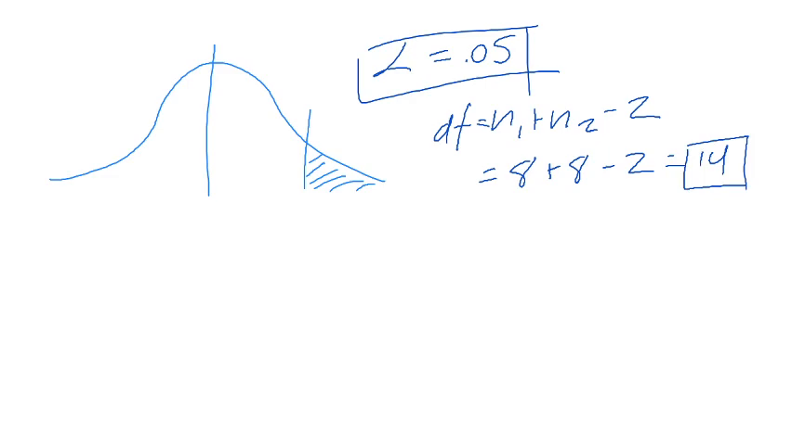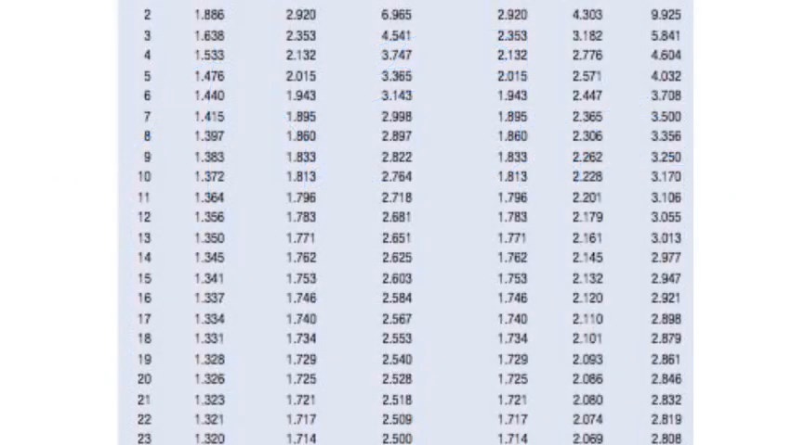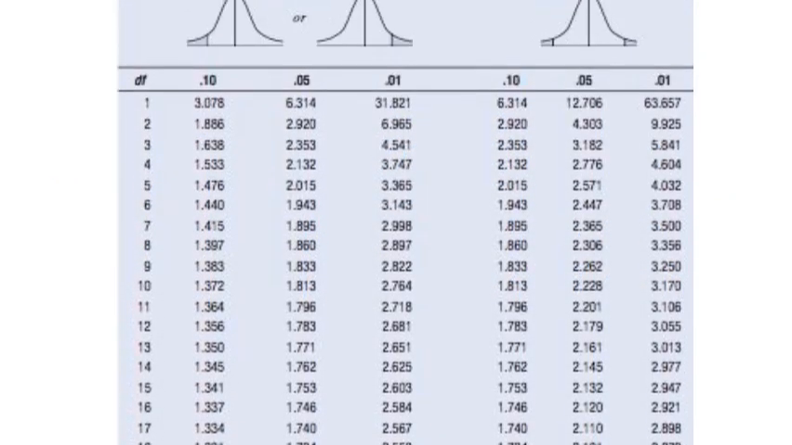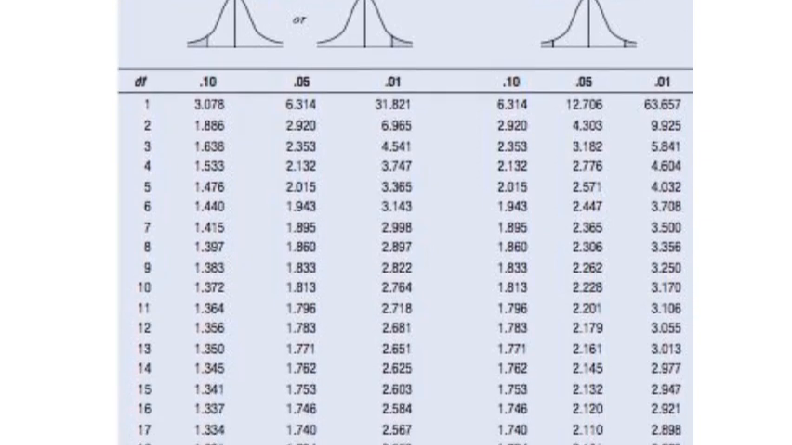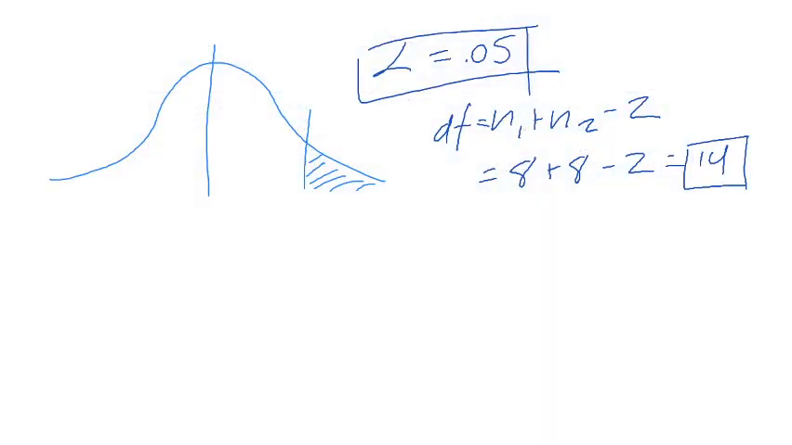Let's go look at the table and see what type of cutoff score we're working with. We're in the leftmost set of columns now, right under one-tailed test. We're in that center column that says 0.05, and then we're going to scroll down to 14. There's a value there that is 1.762. So I'll hop back over to the whiteboard and I will put that value right here, 1.762.